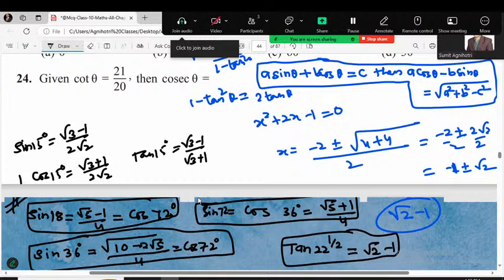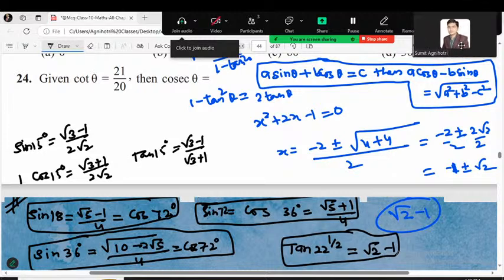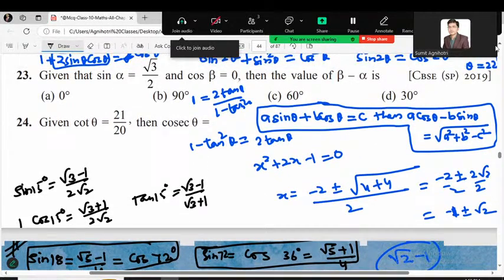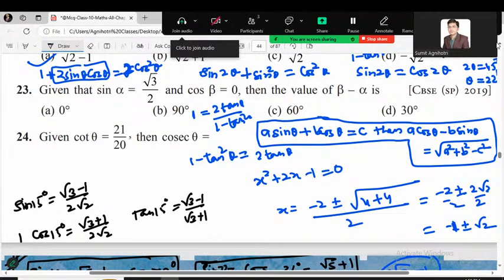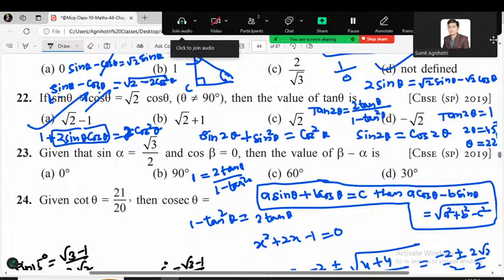All right, should we move further? No, we are left with few questions to do here. I think you now need to do the question number 23 and 24. Sine alpha is root 3 by 2. That means alpha is going to be 60 degree, and cos beta is 0, and cos is 0 at 90 degree. Now beta minus alpha is 90 minus 60, which is 30.